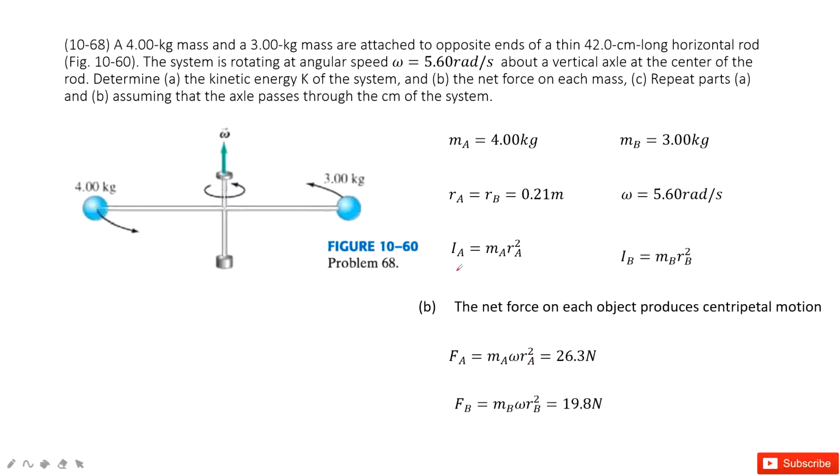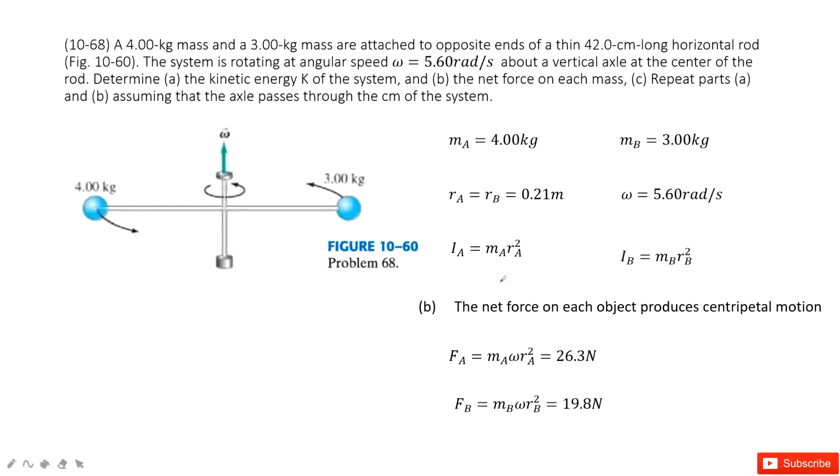The second one asks you to find the net force on each mass. So we can say these two masses do rotational motion. So the force acting on it to hold it to do the circular motion must be the central force. Agree? The central force is MA times omega squared times RA. This is what we learned in previous chapters. Similarly, the central force for B is MB omega squared RB.